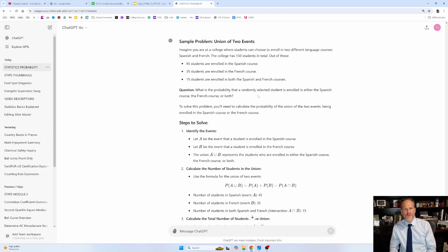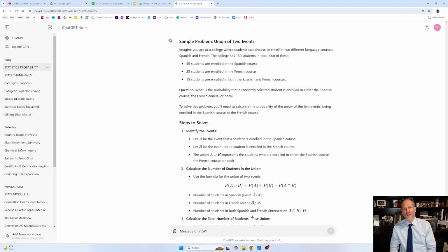So here's the union of two events. Imagine you're at a college where students can choose to enroll in different language courses, Spanish or French. There are two different language courses. The college has 150 students in total. Out of these, 45 are in Spanish, 35 are in French, and 15 are in both, right? What is the probability that a randomly selected student is enrolled in either the Spanish course, the French course, or both?